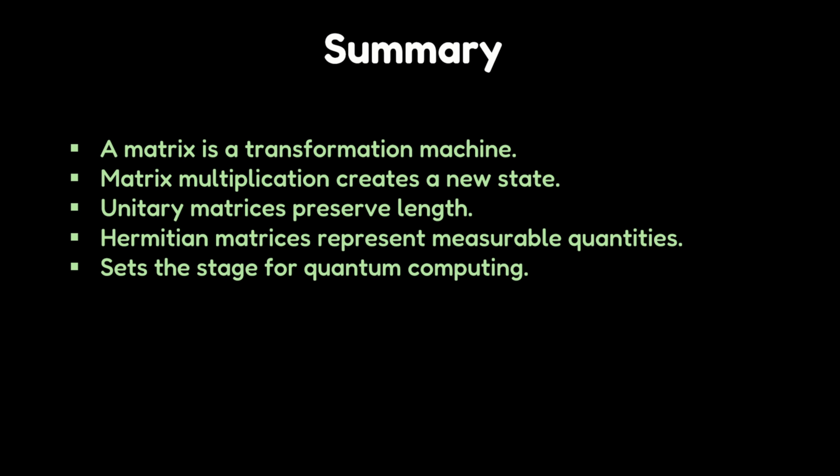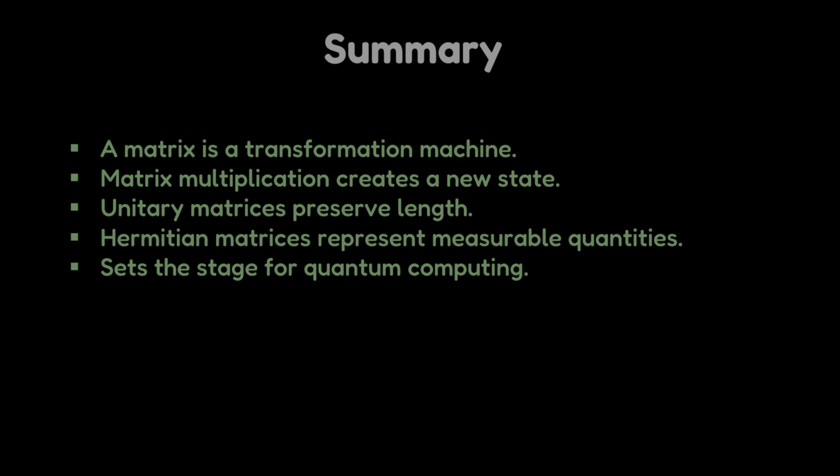Hermitian matrices represent measurable quantities. They connect to the concept of observing a quantum state. This sets the stage for quantum computing because quantum computing is built entirely on vectors, matrices, transformations and measurement. With this understanding, you are now ready to write your first matrix transformation program in the lab section.